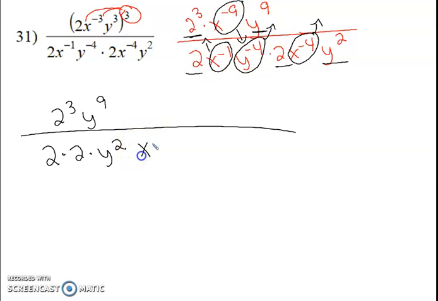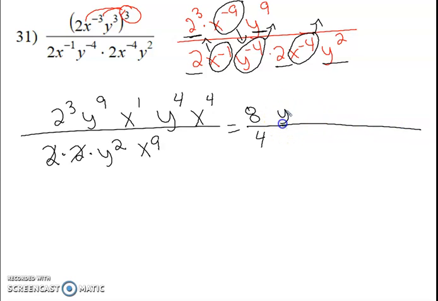Now let's see what I moved. X to the 9th came down here. X to the 1 came up here. Y to the 4th came up here. And x to the 4th came up here. Okay. Then I can start simplifying some stuff. 2 to the 3rd is 8 over 2 times 2 is 4.